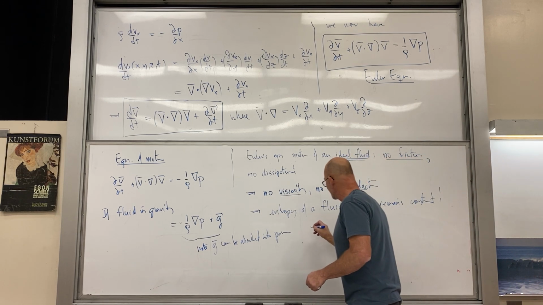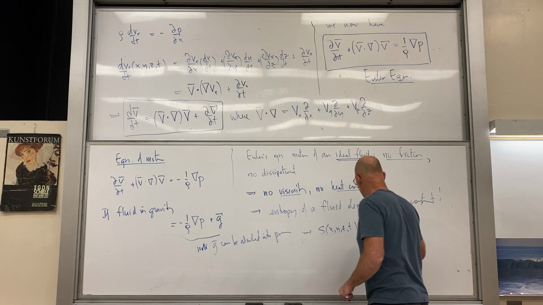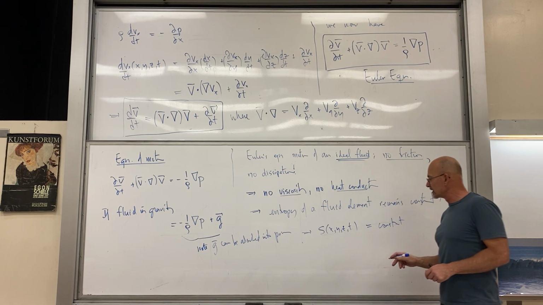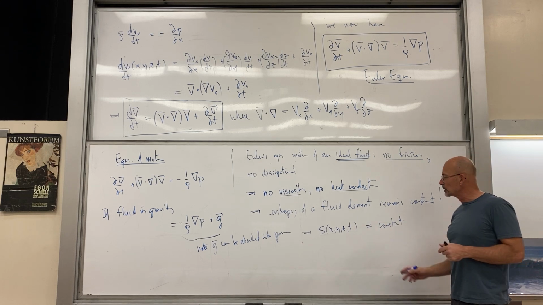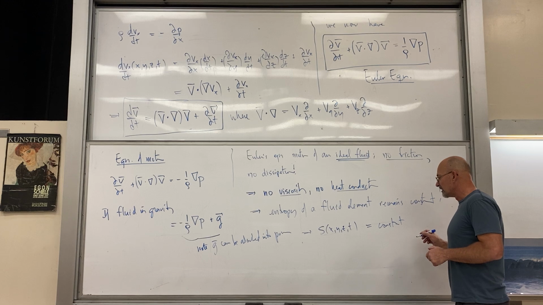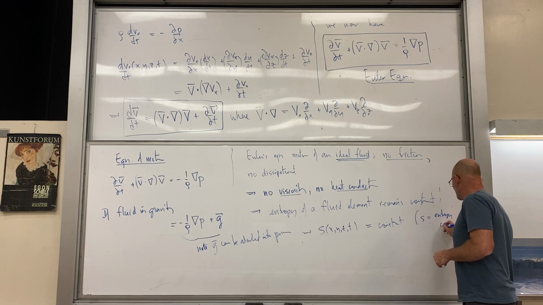Then we can say that S of x, y, z, and t is constant along the trajectory of a fluid particle, and we could call this entropy per unit volume. So S equals entropy density. I'm putting this down for completeness.